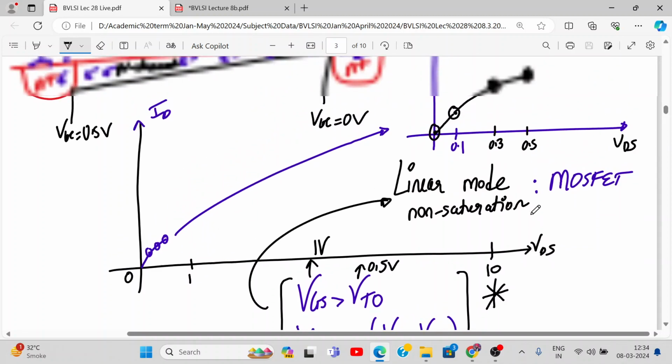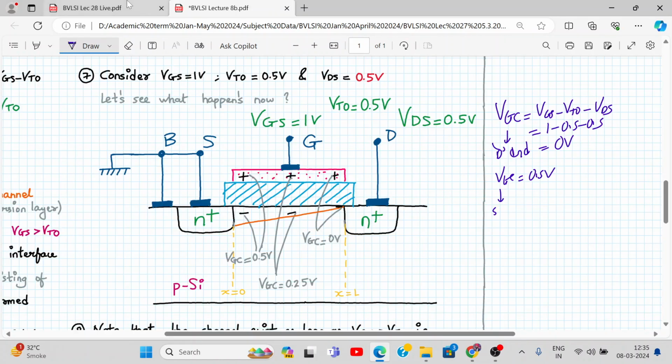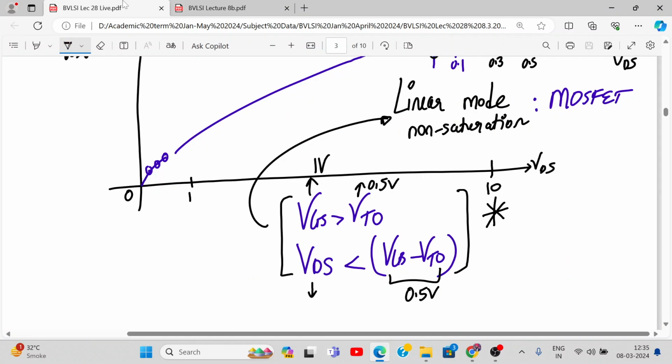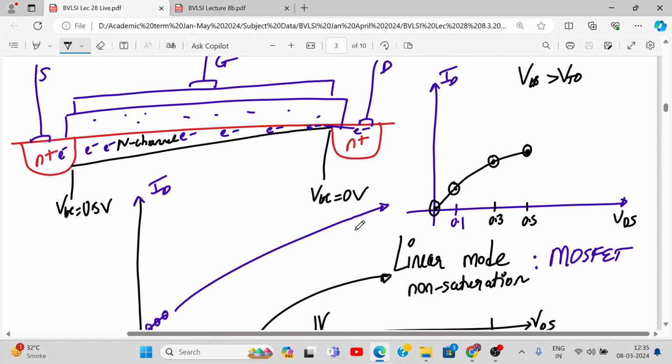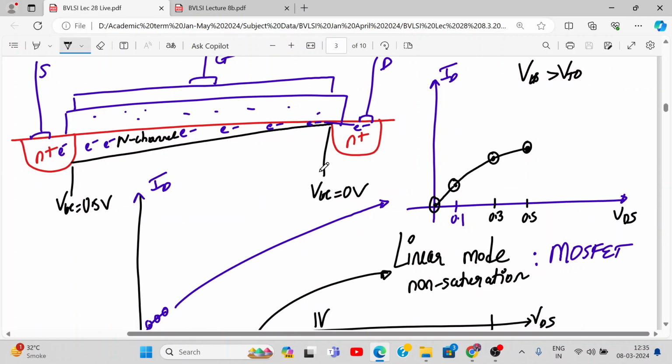So till here only we have the linear region. Then we have a saturation region coming up next. Okay? Understanding? Students, please let me know if you are following or no. Yes, no? Yes, sir.